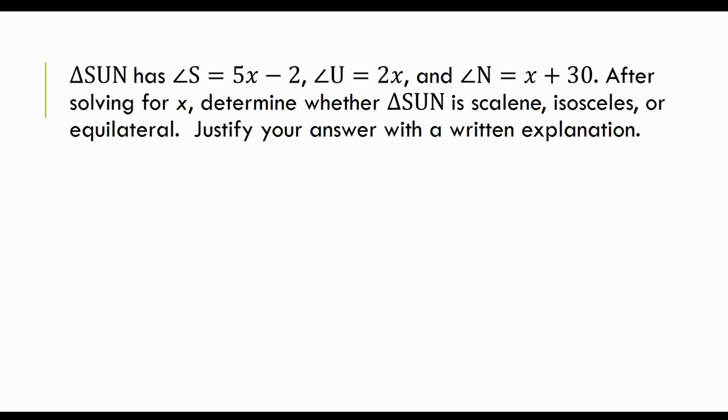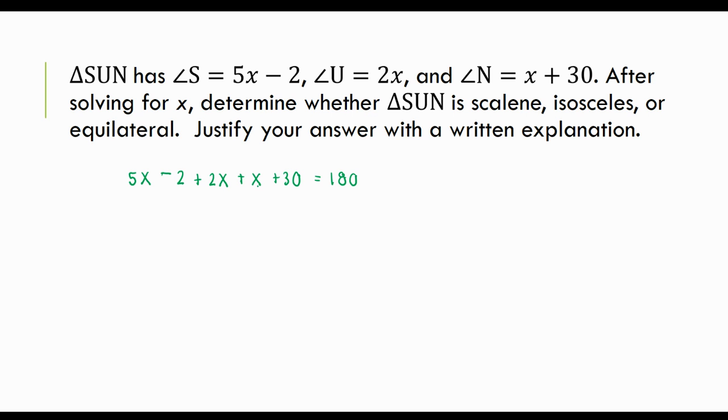All right, so even though we're given angles, we're going to be able to use the relationship of the angle measures to relate to the sides. But we're going to start with the fact that because I'm giving you three expressions for angles, the three angles of a triangle add up to 180. So I'm going to take 5x minus 2 plus 2x plus x plus 30 and set that equal to 180.